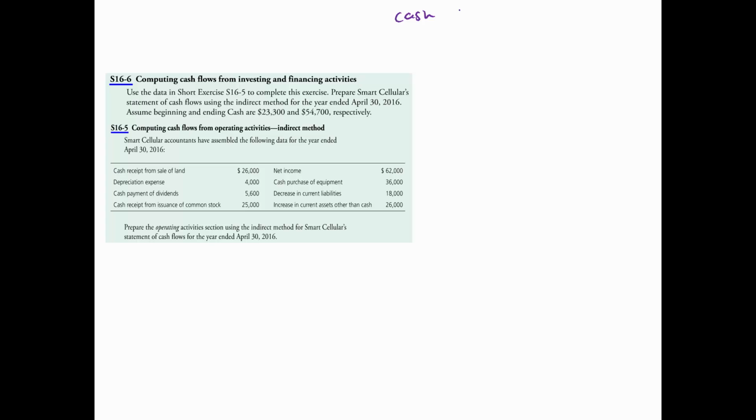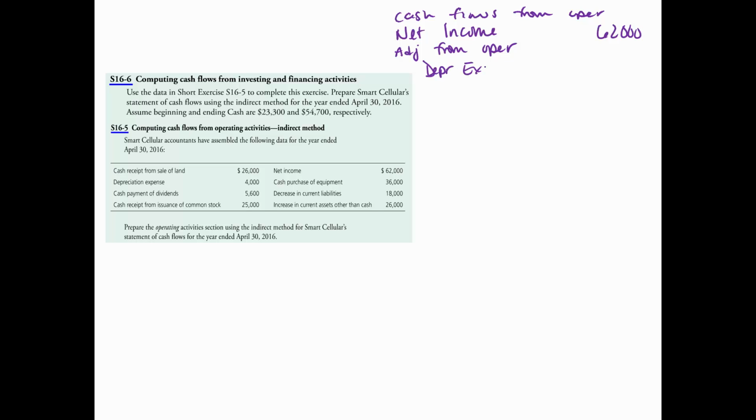Cash flows from operating. I just kind of want you to see what the whole thing looks like. So again, I start with net income, which was 62,000. And then I do my adjustments from operating. This is going to be a little squished on here, but then I have a prettier version of this on the next slide. I just want you to see me doing the whole thing here.